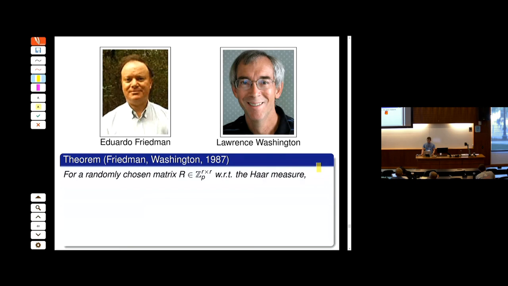Okay, so after Cohen and Lenstra proposed their heuristics in '84, Eduardo Friedman and Larry Washington proved the following. For a randomly chosen r by r matrix with respect to the Haar measure, the probability that it has full rank is 1. So your concern was valid, but now I disregard it. In terms of probability, if I pick a random set of relations, the rank is going to be full with 100% probability. So I can forget about it: most of the time I get full rank, and when I quotient by the column space of that matrix, I get a finite group.